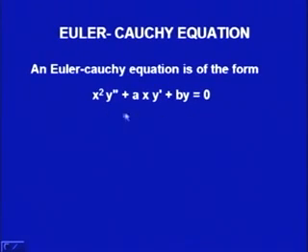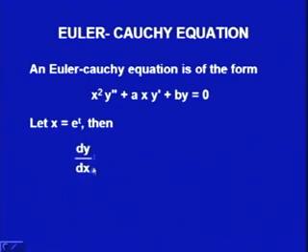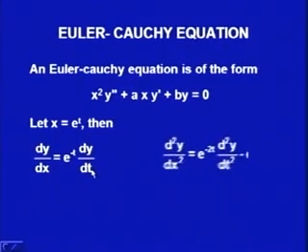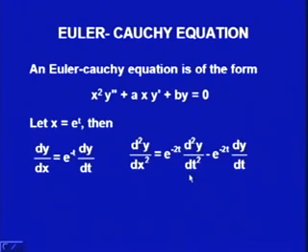We can change this equation to a linear differential equation with constant coefficients with a certain substitution, and that substitution is in the variable x. So, let us see that substitution. Say x is equal to e to the power t, then dy over dx, that is y dash, would be nothing but e to the power minus t dy over dt, and the second derivative d2y over dx2 will be e to the power minus 2t d2y over dt2 minus e to the power minus 2t dy over dt.